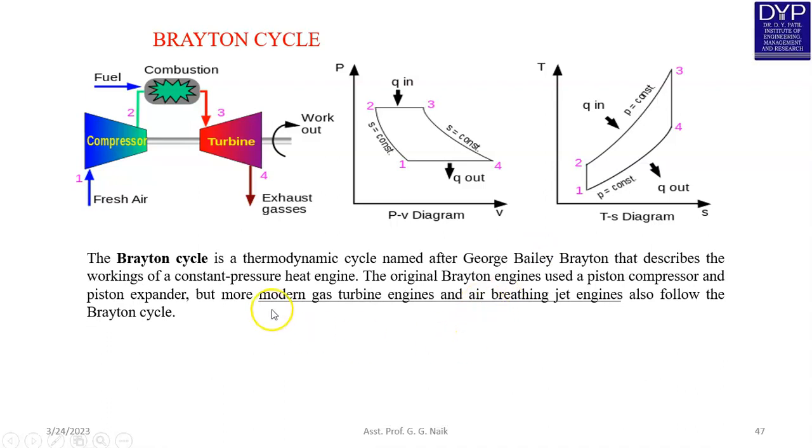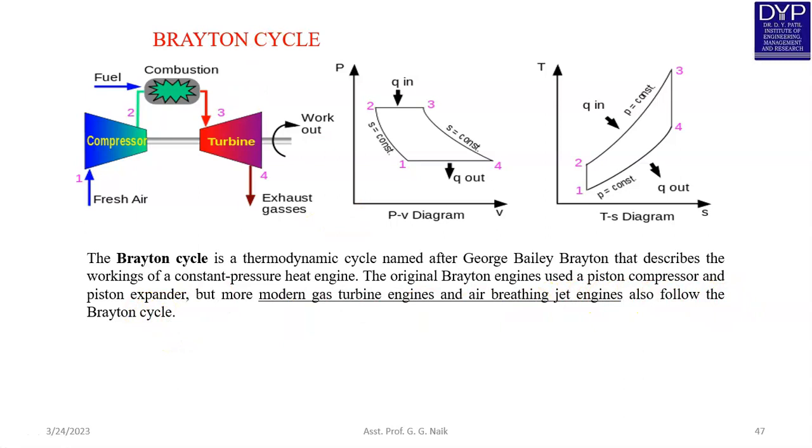The Brayton cycle is a thermodynamic cycle named after George Bailey Brayton, that describes the workings of a constant pressure heat engine. The original Brayton engines used a piston compressor and a piston expander, but more modern gas turbine engines and air-breathing jet engines also follow the Brayton cycle.